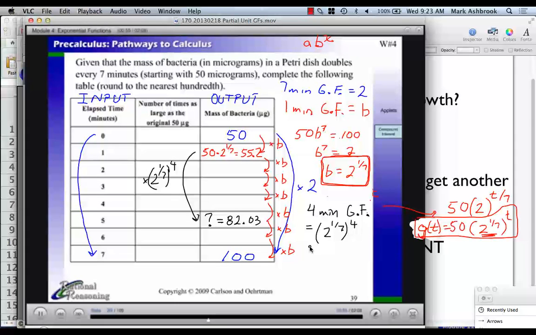All right, so questions on that. So see, we got all these growth factors now. We got the 7-minute growth factor is doubling. We got the 1-minute growth factor is 2 to the 1/7. We've got the 4-minute growth factor, which is 4 of those multiplied together, which advances us 4.